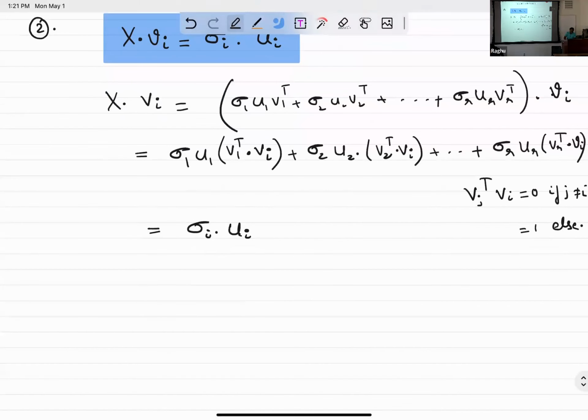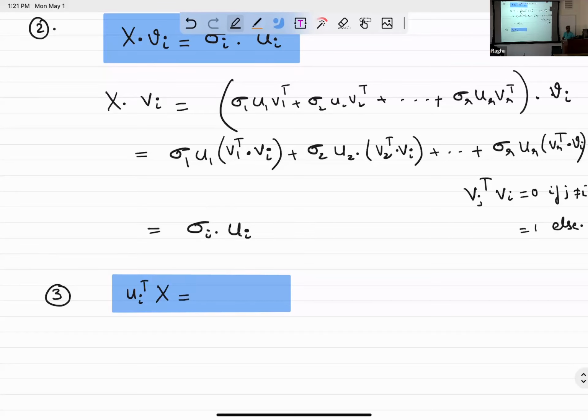Okay. Now in the same way, what happens if I multiply X with U on the left? What should I get? If I multiply with Vi on the right, I somehow only got the U. If I multiply with U on the left, what should happen? Something similar, right? You have these equations. If I multiply with Ui transpose, then all terms except the ith would vanish. Okay. So in particular, you get sigma i times Vi transpose.